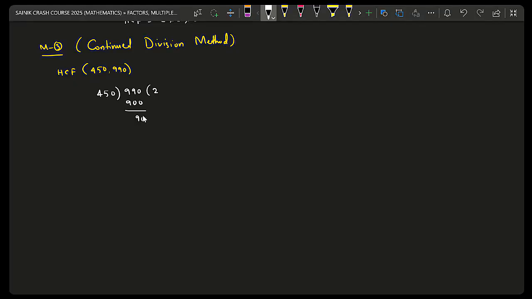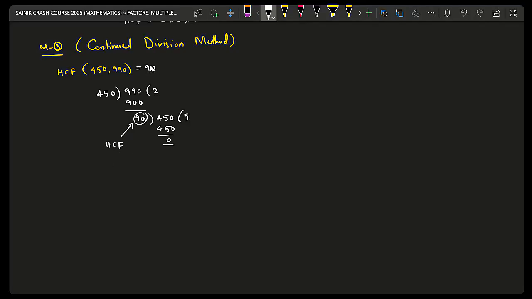With this remainder, you divide the previous divisor. The previous divisor is 450. It will become the new dividend. So 90 5s are 450 and the remainder we got is 0. The divisor which gave you 0 as remainder will become the HCF. So the answer for this question is 90.